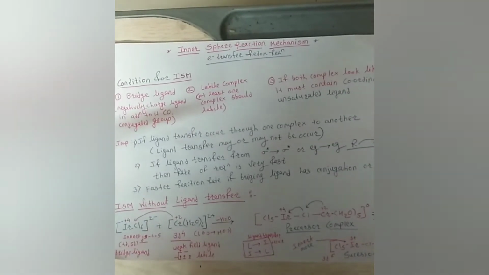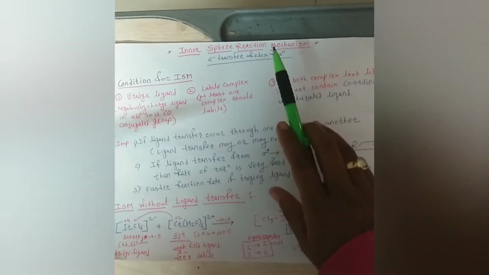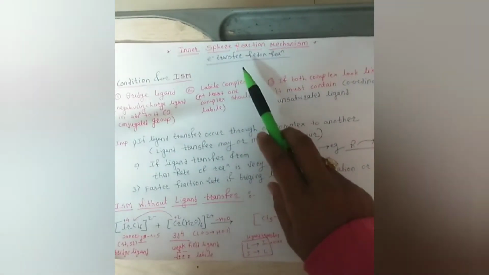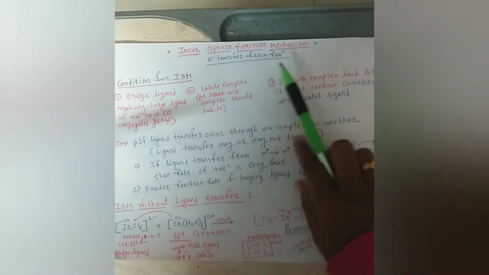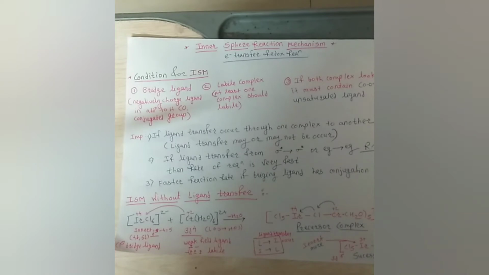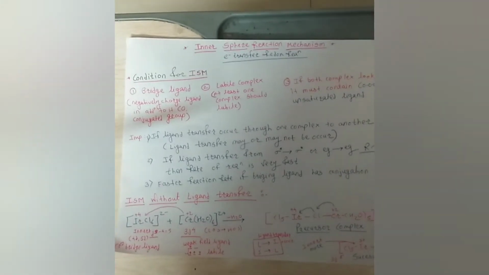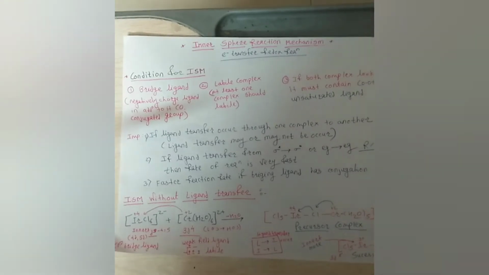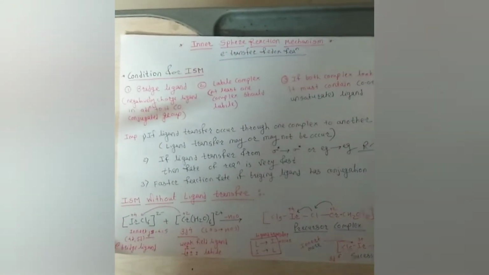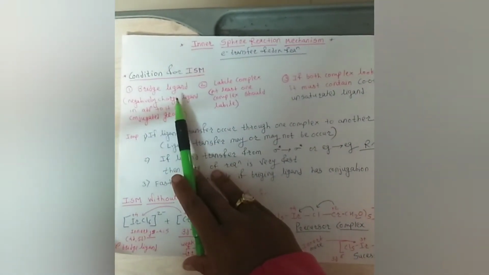Hello dear student, today we study the inner sphere reaction mechanism. It is an electron transfer redox reaction. For the inner sphere reaction mechanism, we discuss the conditions of the inner sphere mechanism. There are generally three conditions used for the inner sphere reaction mechanism, in which the first one is a bridge ligand.